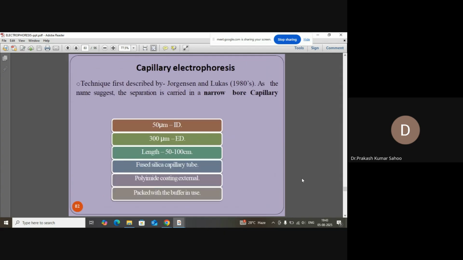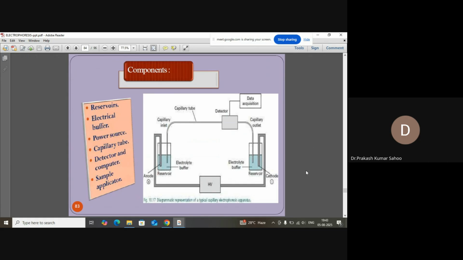So this is the capillary electrophoresis we have, where capillaries of different dimensions, narrow bore capillaries, are there. A silica capillary tube, polyimide coated and packed with buffer, is used, and this is the component of your capillary electrophoresis apparatus, where the reservoir is there, then the capillary inlet, electrolyte buffer, then the power source, then the capillary tube we have, then the detector and computer here, and the sample applicator, this is the sample applicator we have.